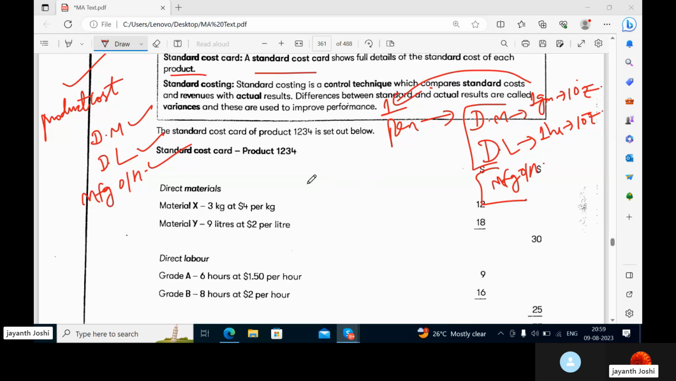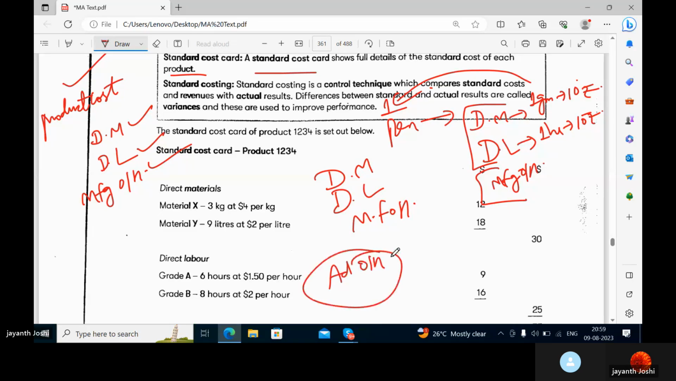For making a product, I will take direct material, direct labor, and manufacturing overheads. Why will I not take administrative overheads or office cost? Because they have no role in the production process. They are not at all involved in the production process, either directly or indirectly. But manufacturing overheads are indirectly involved in the production process. Correct or wrong?